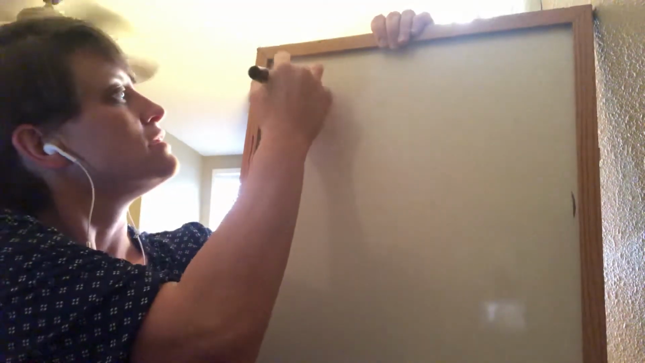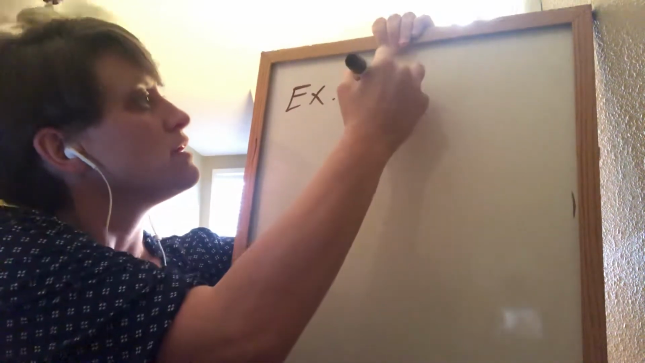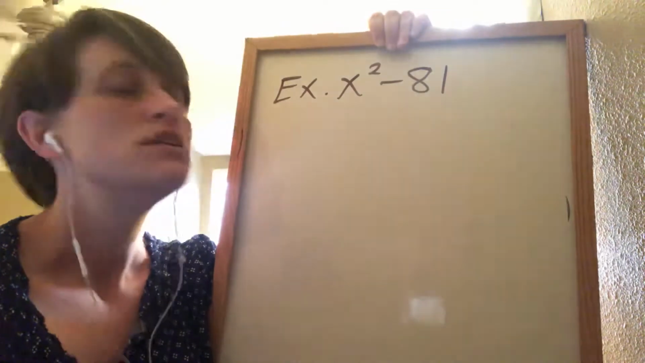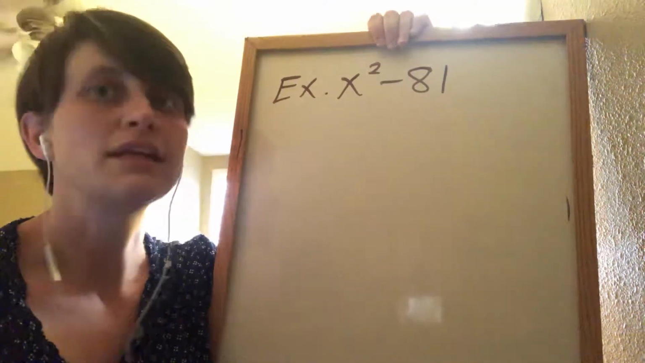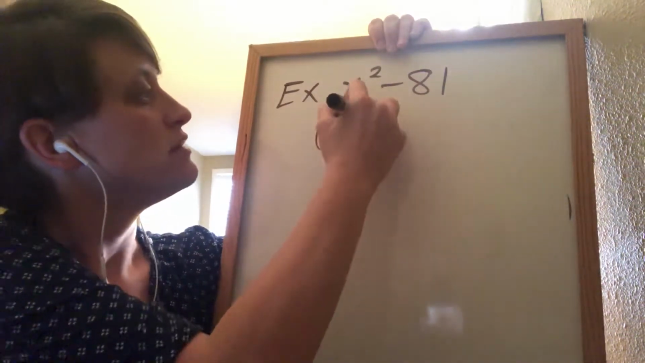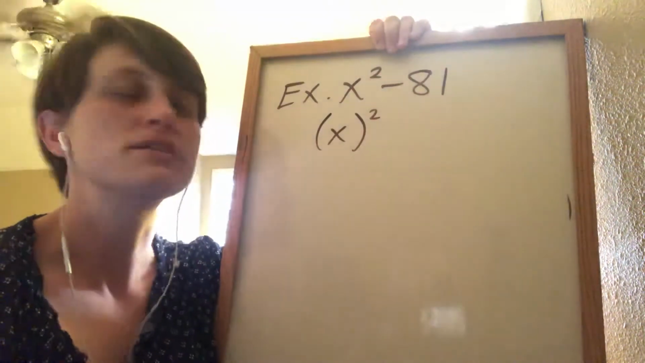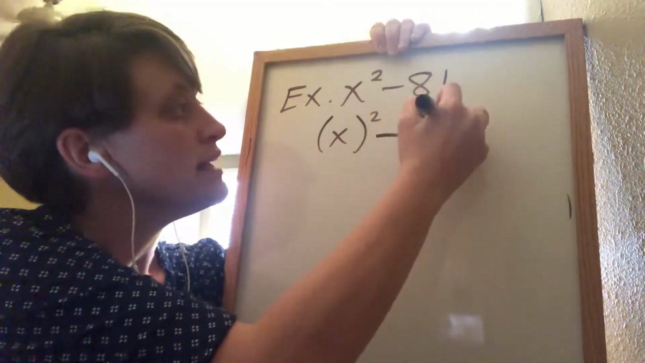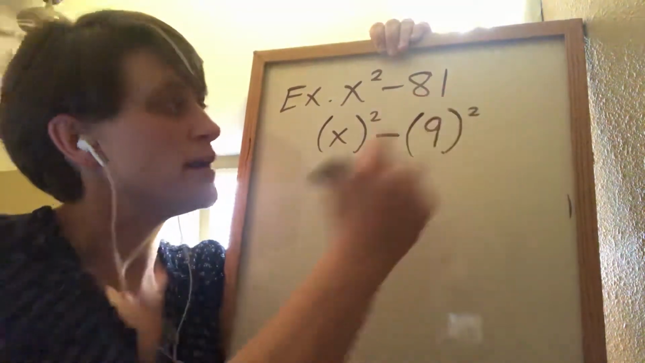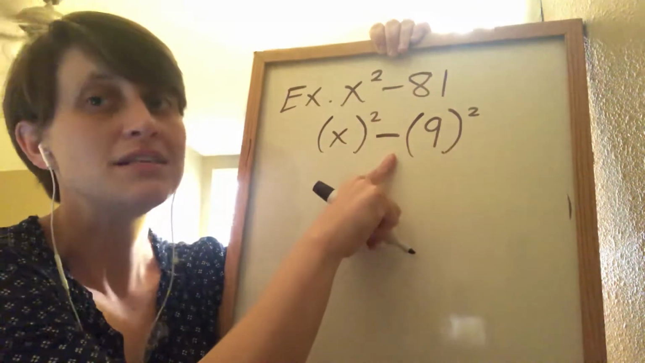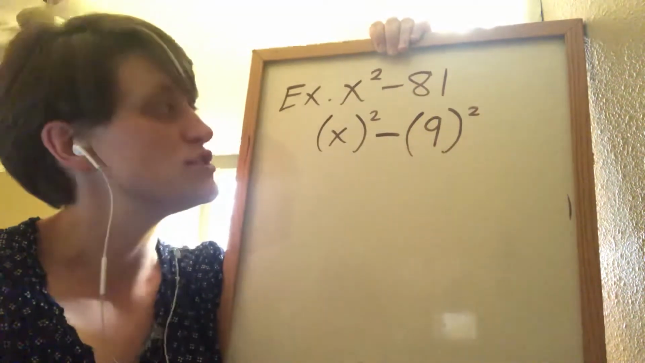Okay, so let's look at x squared minus 81. So first let's convince ourselves that this is actually a difference of squares. So x squared is kind of obvious. X is being squared. We have a minus, that is great news, and 81 is 9 squared. So now we've identified the two things that are being squared, and there's a difference. So this is a difference of squares.